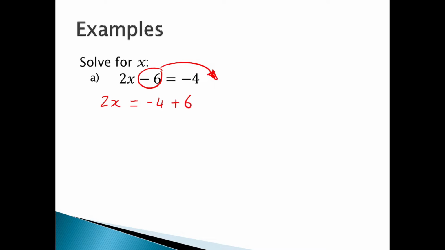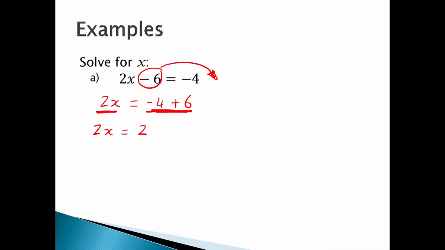Now once I've got that moved over, as you can see, I've got my x's on one side, and I've got my constants on the other. So now we're going to tidy up. So we're going to say 2x equals 2, and we're going to add up our like terms now. So negative 4 plus 6 is going to give me positive 2. So now that we've got 2x equal to 2, we need to solve for x.